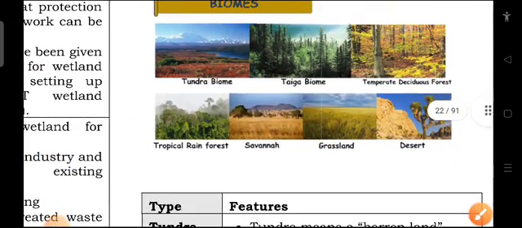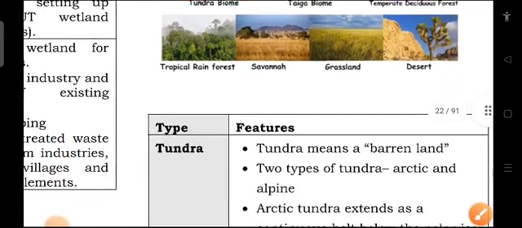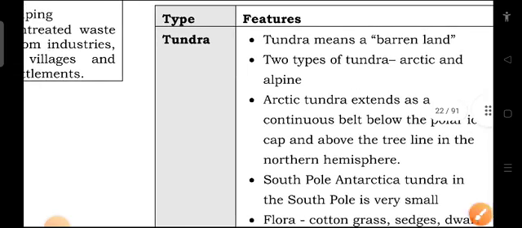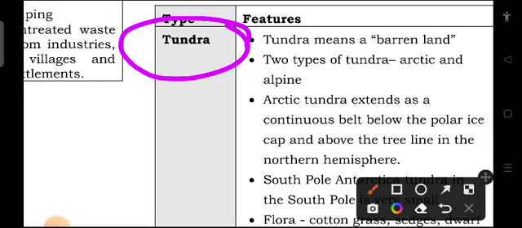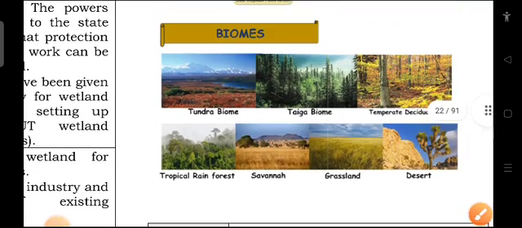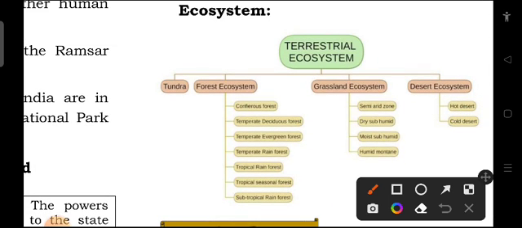So under the biomes we have the tundra biome, taiga, temperate deciduous, tropical rainforest, savanna, grassland and desert. So now what are the types of biomes and their features? First type is the tundra biome. Here we saw the first one, tundra.